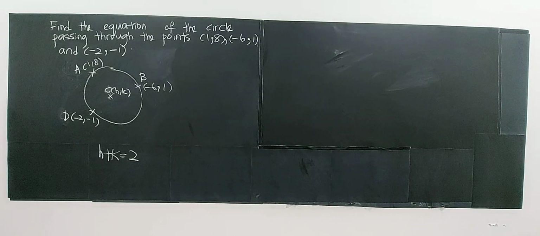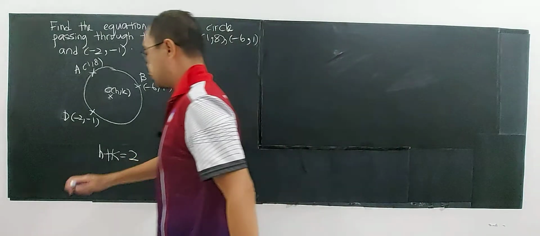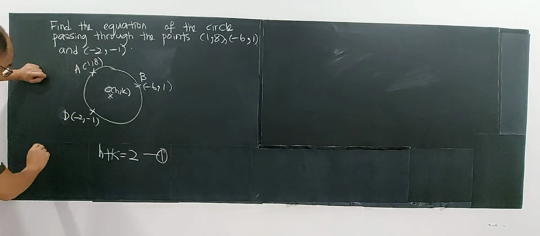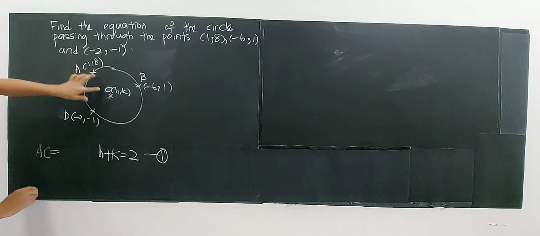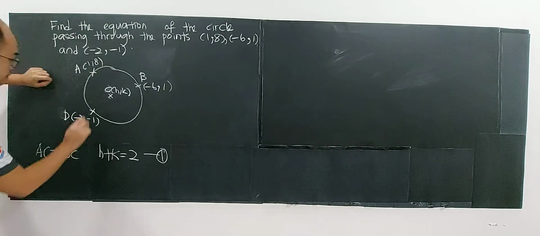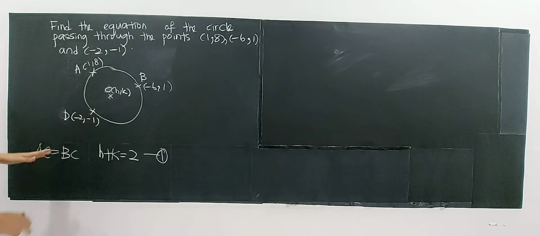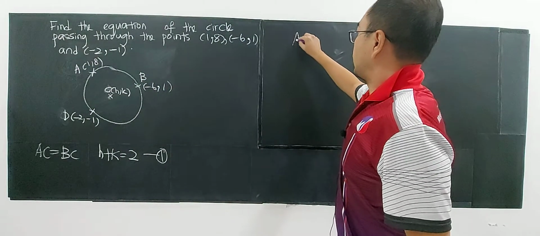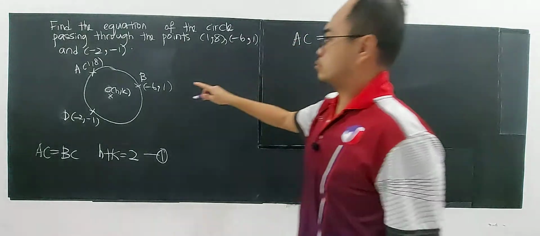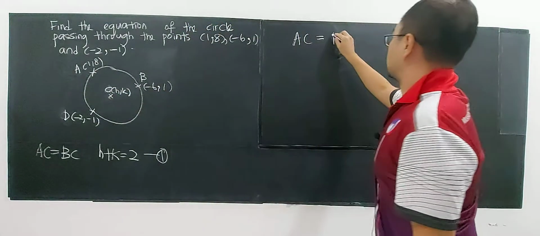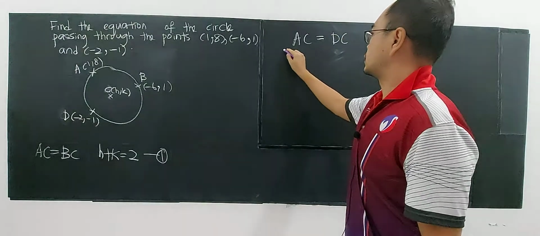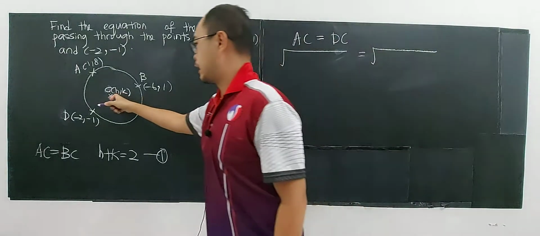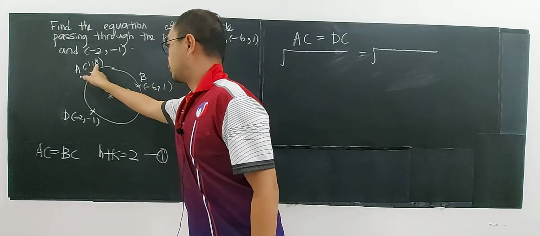Alright, let's continue. Just now, we got this equation by saying AC must have the same length as BC, as this represents the radius. And in the same way, I'm going to get another equation using AC equals DC. You can try first. AC is the distance between the center and the point on the circle, right?